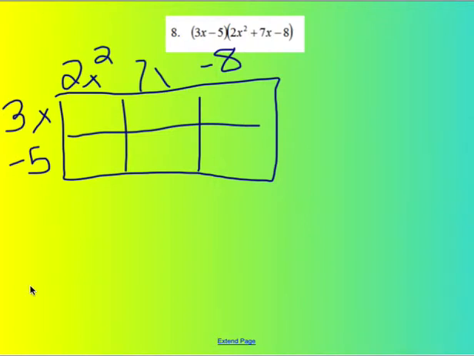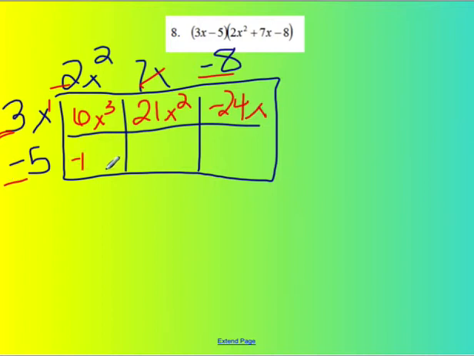Now when I multiply these, I'm going to multiply coefficients, add exponents. 3 times 2 is 6. x to the first times x squared, add those exponents, and you get x cubed. This should be 7x. 3 times 7 is 21. x to the first times x to the first is going to give you x squared. 3 times negative 8 is negative 24. And then don't forget to take that x along with you. And then negative 5 times 2 is negative 10, and then x squared. Negative 5 times 7 is negative 35, and then don't forget the x. And negative 5 times negative 8 is going to give you a positive 40.